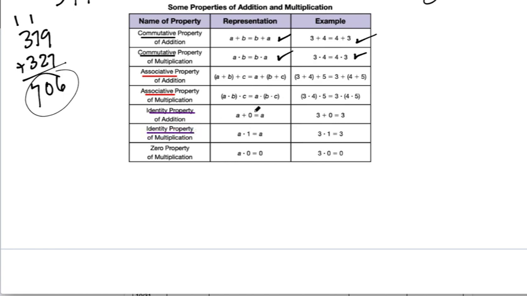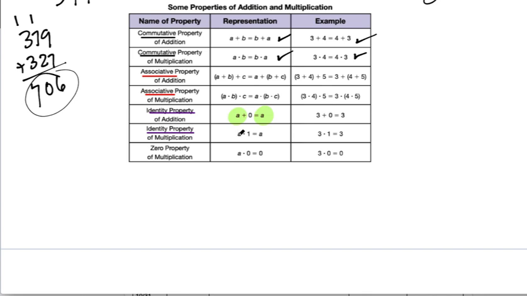When I think of identity, I think about looking in the mirror and seeing myself. So when I have the identity property in addition, it's basically I'm going to start off with my number, perform an operation, and get that same number back. A plus 0 equals A, meaning anything plus 0 is that same number. 3 plus 0 is 3 is just an example of that, all right?